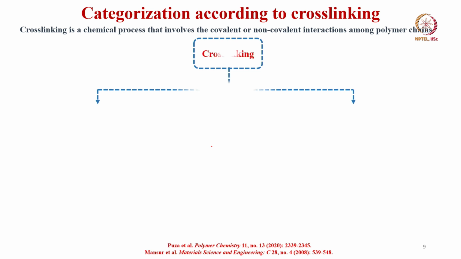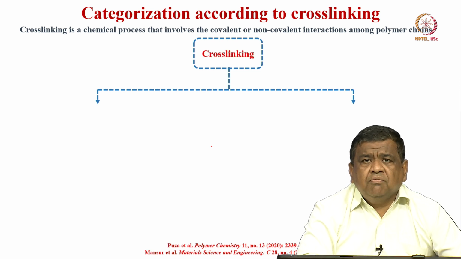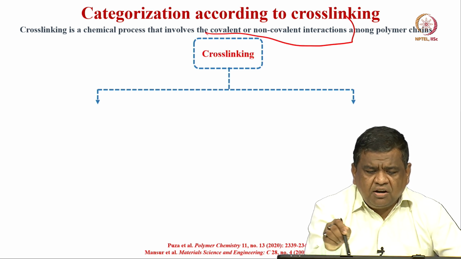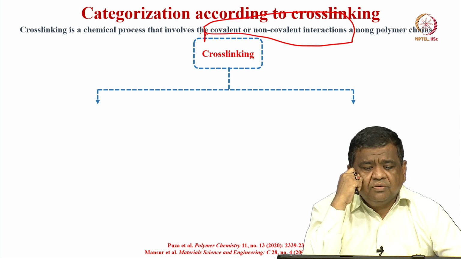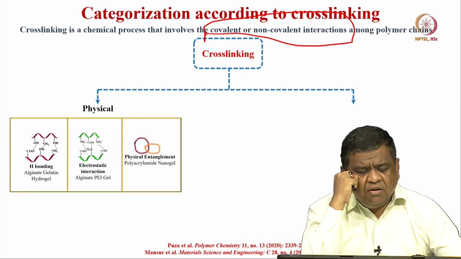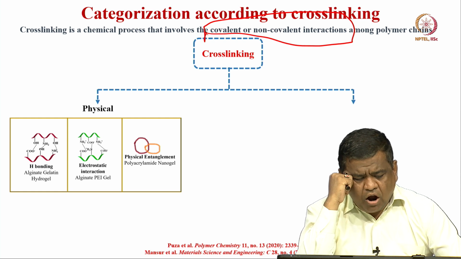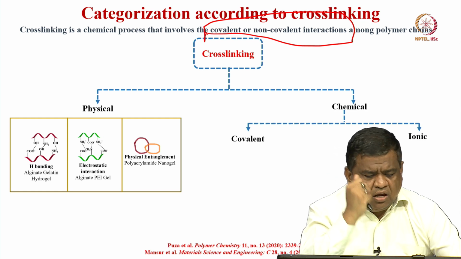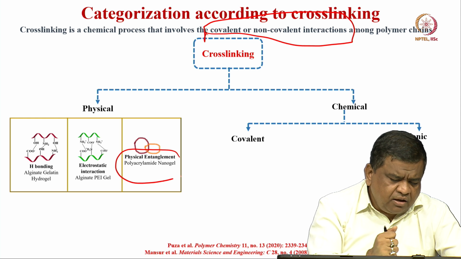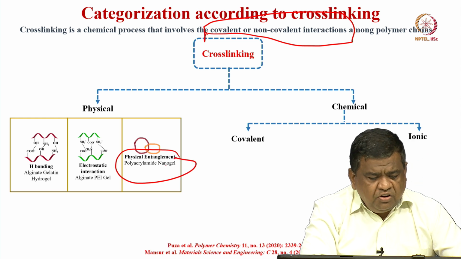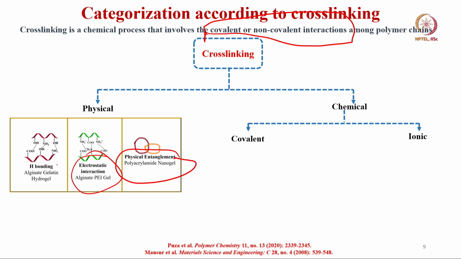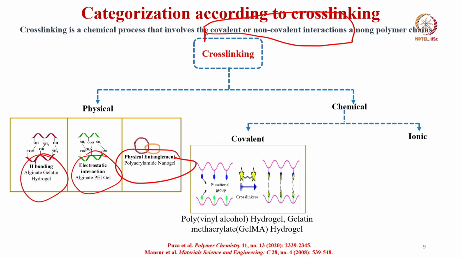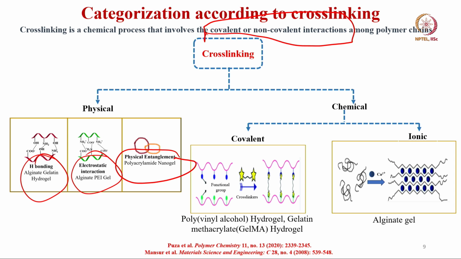According to cross-linking: it is a chemical process that involves the formation of covalent or non-covalent interactions among the polymer chains. Cross-linking can be of different types, physical cross-linking or chemical cross-linking. Physical cross-linking involves physical entanglement, electrostatic interaction or hydrogen bonding, like alginate gelatin hydrogel. Or it can be covalent cross-linking, like polyvinyl alcohol hydrogel or gelatin methacrylate hydrogel, or ionic cross-linking, that is alginate gel with calcium.